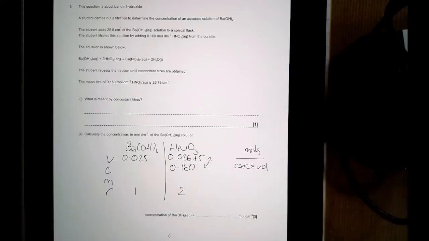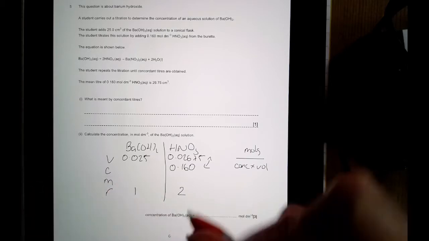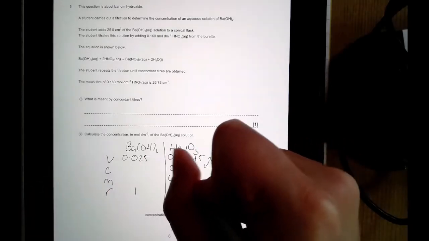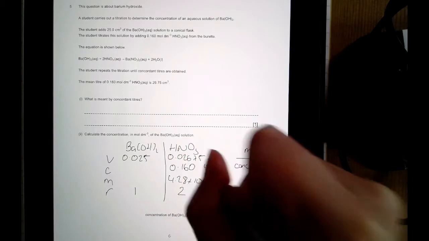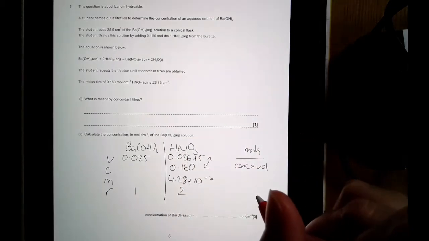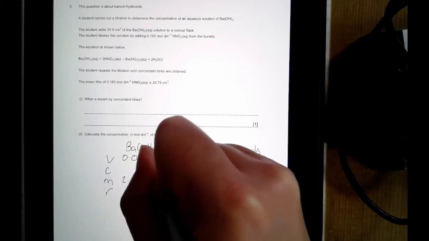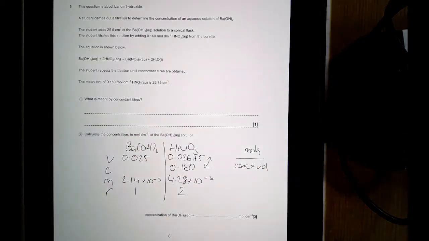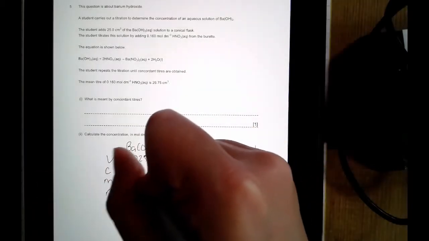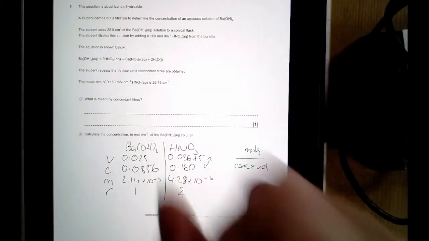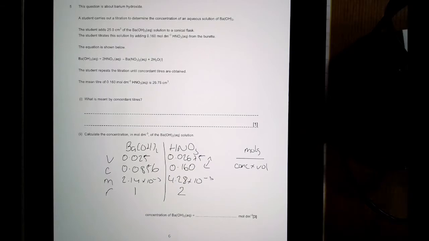So I've got 0.02675 times 0.160, and I get an answer of 4.28 by 10 to the minus 3. I then divide that by 2, and I get 2.14 by 10 to the minus 3, and then I divide that by 0.025, and I get an answer of 0.0856, and that's going to be my concentration.